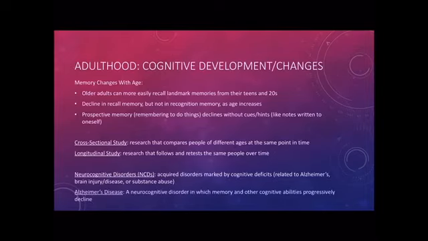Neurocognitive disorders are disorders that are marked by cognitive deficits. This is usually related to Alzheimer's, other brain injuries or diseases, or substance abuse. Alcohol is a really big one. Alcohol leads to Korsakoff's syndrome, which is essentially acquired Alzheimer's. Alzheimer's that would be preventable. But essentially long-term alcohol use just destroys your memory. It does. And it can kind of lead to Korsakoff's syndrome, which is something like amnesia or Alzheimer's a little bit.